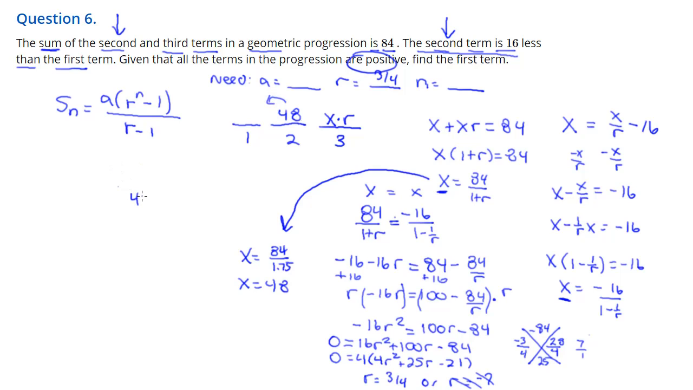And see, now all I've got to do is take 48 and divide by the common ratio, which is 0.75, and that's going to give me 64 for the first term. So I've got the first term, and that's all I've got to do.